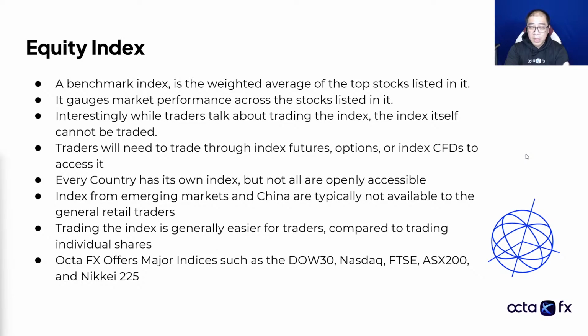So again, everyone's background is going to be different, but I'm going to assume most of you, maybe 80-90% of you here, are beginners, probably don't have direct experience in trading individual stocks in the US. Okay, so OctaFX offers major indices such as the Dow Jones Industrial Average, or the Dow 30 or US 30, the Nasdaq 100, FTSE in the UK, ASX 200 in Australia, and Nikkei 225 or JP 225 in Japan.